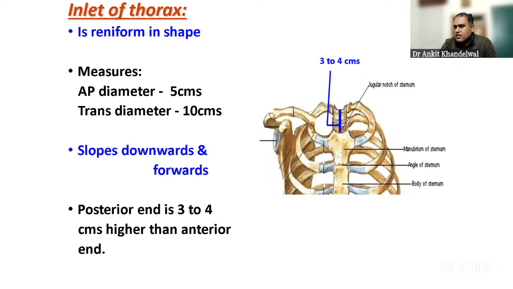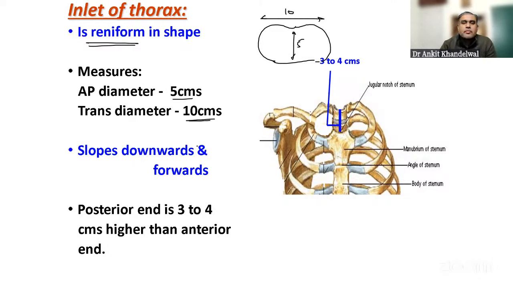If you have to answer about the inlet, then you have to answer in this manner. It is reniform in shape, meaning somewhat like this. The AP diameter is only 5 centimeters, while the transverse is quite huge. We have seen previously also, transverse is nearly double. This diameter is around 10 centimeters.